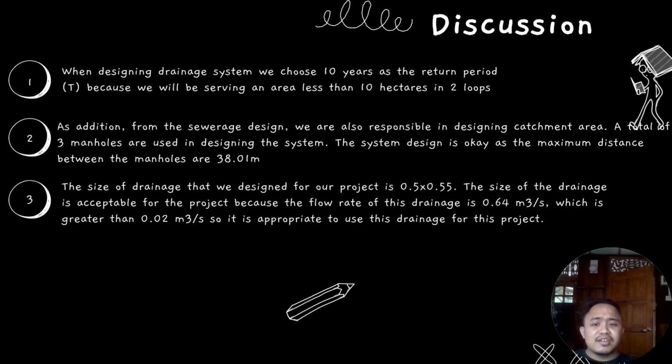The size of the drainage is acceptable for the project because the flow rate or Q of this drainage is 0.64 meter cube per second, which is greater than 0.02 meter cube per second. So it is appropriate to use this drainage for this project.